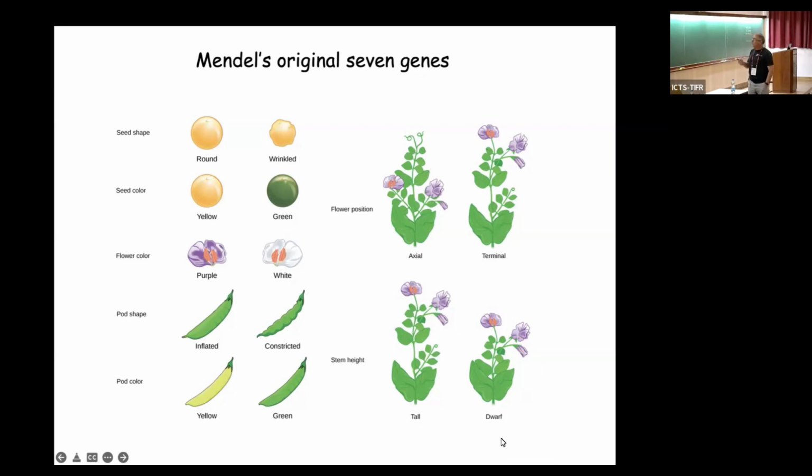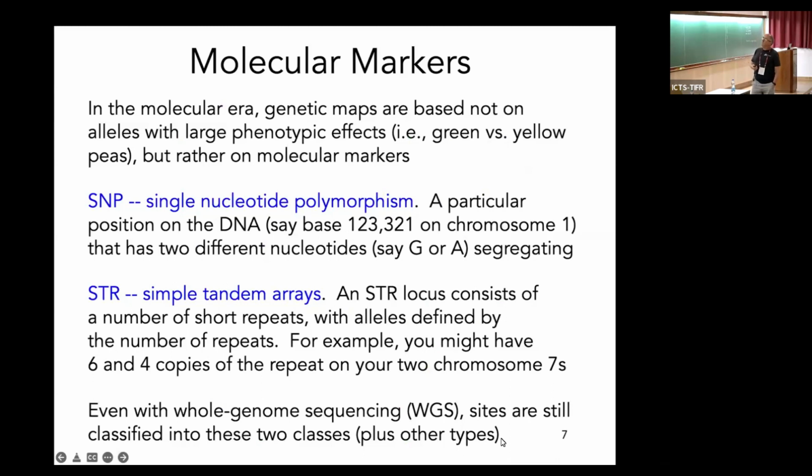So the original markers are here, but then we got sophisticated. In the 1960s, we had electrophoretic markers based upon how different proteins run on gels with specific stains. That was the introduction to molecular population genetics. Then it got replaced. Now we're kind of in this framework here. We usually look at SNPs, single nucleotide polymorphisms, STRs, simple tandem repeats, and now of course we do whole genome sequencing, and you often pick these features out. There are other features like duplicates, etc.